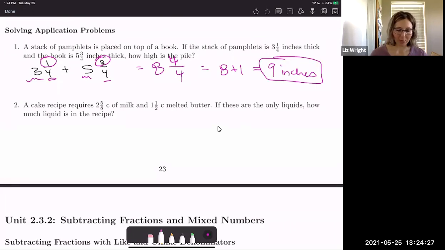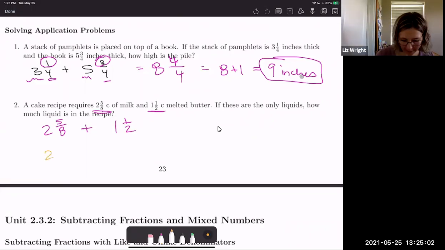Then our next one, it says a cake recipe requires 2 5/8 cup of milk and 1 1/2 cup melted butter. If these are the only liquids, how much liquid is in this recipe? So again, we're adding them because we're saying here's a liquid, how much total liquid is in this recipe? So we're going to take 2 5/8, and I'm going to add 1 1/2. Again, I want to get a common denominator. Your choice, if you would prefer to do improper fractions, go ahead and do that. I'm going to just do regrouping.